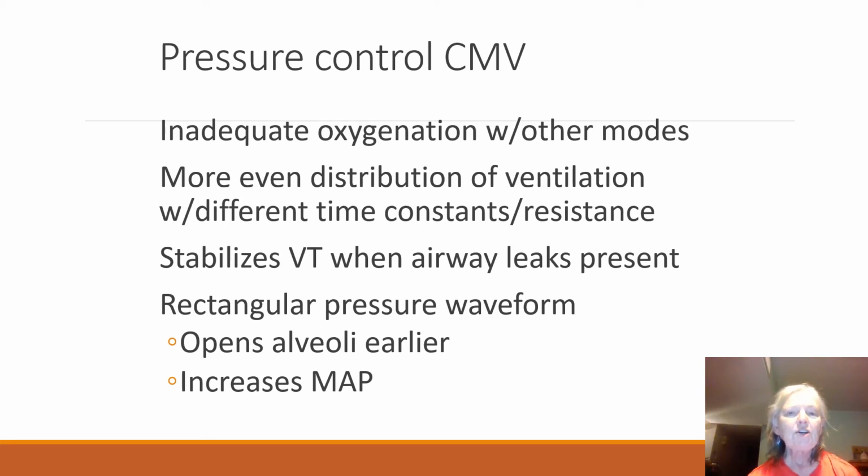So pressure controlled CMV, basically, we can use this with inadequate oxygenation. Part of the reason is that when we're using pressure control ventilation, we open up the alveoli much earlier. This is something when we talk about the inspiratory waveforms, we talk about the square wave, it does the same thing. It opens those alveoli much earlier. It increases the mean airway pressure, and we do get better oxygenation.